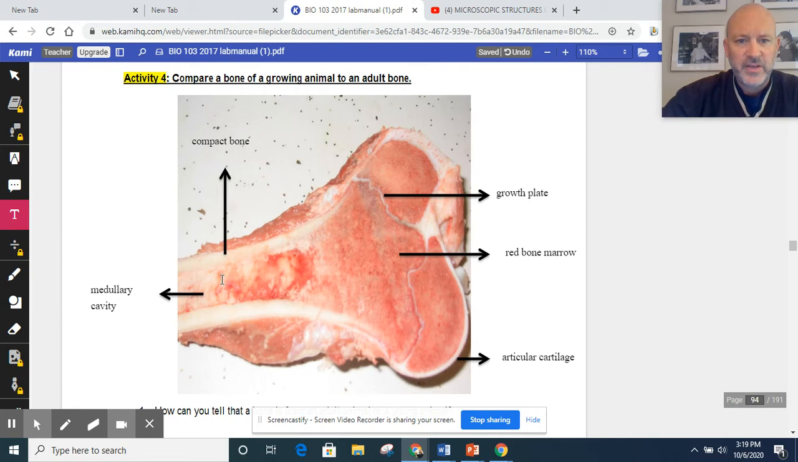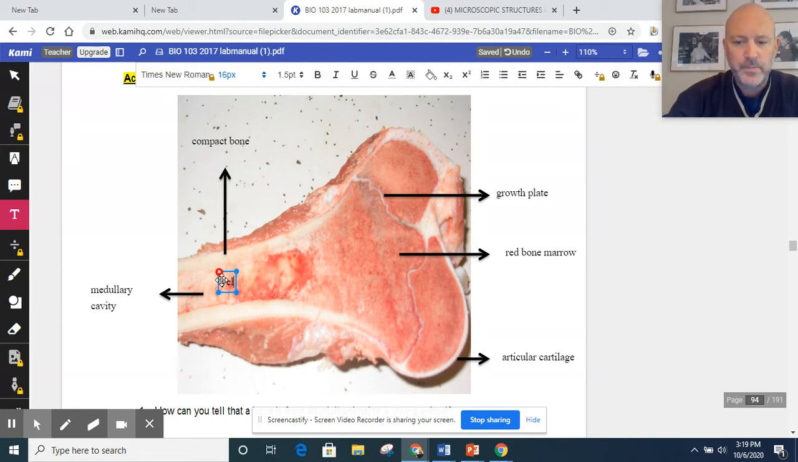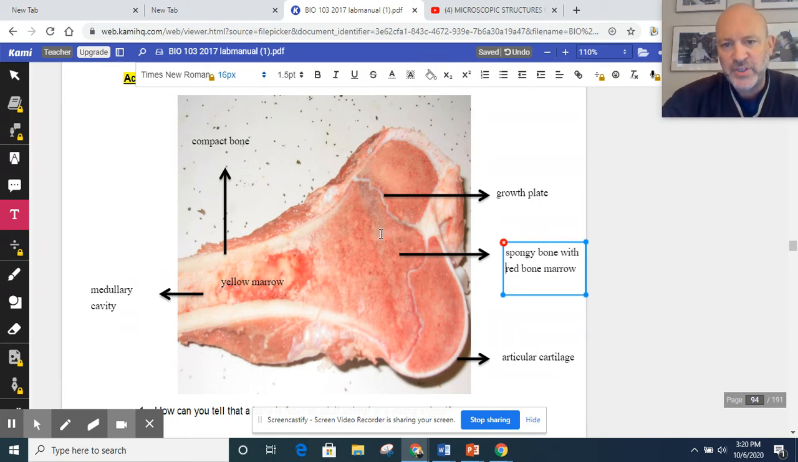Inside the medullary cavity, we would have yellow marrow. Where we wrote red bone marrow, we should say that this is spongy bone with red bone marrow. So there's spongy bone with red bone marrow found down out here in the epiphysis at the ends of the bone. All right, that looks pretty good.